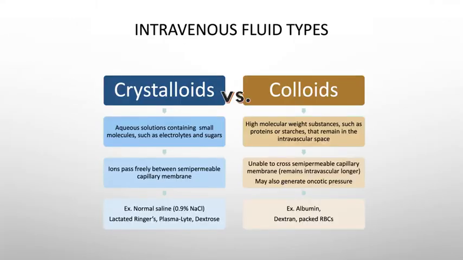IV fluids are categorized into crystalloids and colloids as well. Crystalloid solutions contain small molecules and distribute across the compartments, while colloids contain much larger molecules that remain intravascular and may generate an oncotic pressure in the intravascular space. Examples of crystalloid solutions are normal saline, lactated Ringer's, Plasma-Lyte, and dextrose. Examples of colloids are albumin, dextran, and packed red blood cells.